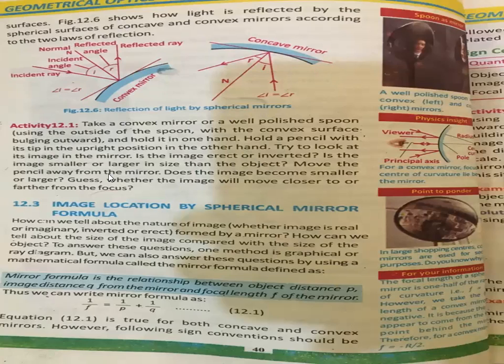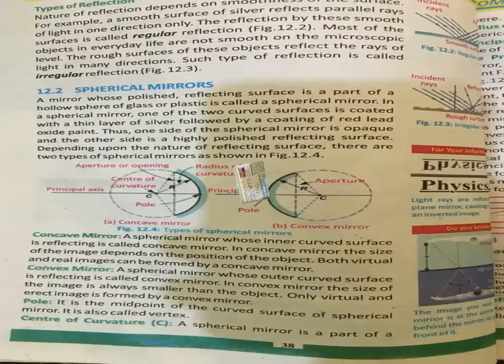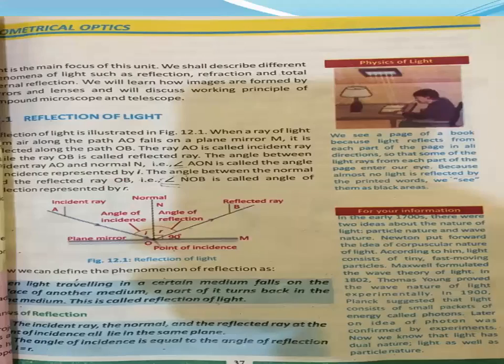So students, this is the end of topic 12.2. I will give you a brief description of what we studied. In this chapter we studied the laws of reflection and the phenomena of reflection. What is reflection of light? First of all, I gave you the definition of reflection of light. Then we studied the law of reflection: the incident ray, normal, and reflected ray all lie in the same plane, and the angle of incidence must be equal to the angle of reflection.